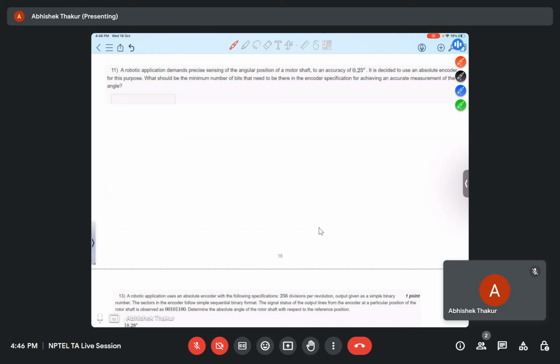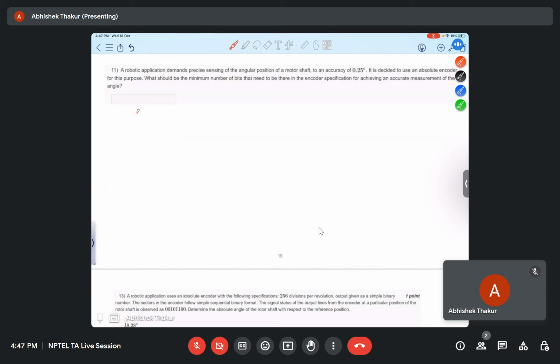So now we will solve a question based on week 8. That is, a robotic application demands precise sensing of the angular position of the motor shaft to an accuracy of 0.25 degree. It is decided to use an absolute encoder for this purpose. What should be the minimum number of bits that need to be there in the encoder specification for achieving an accurate measurement of the angle?